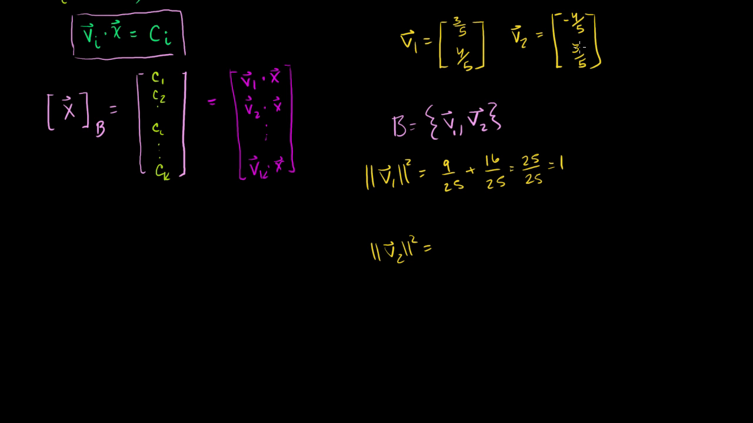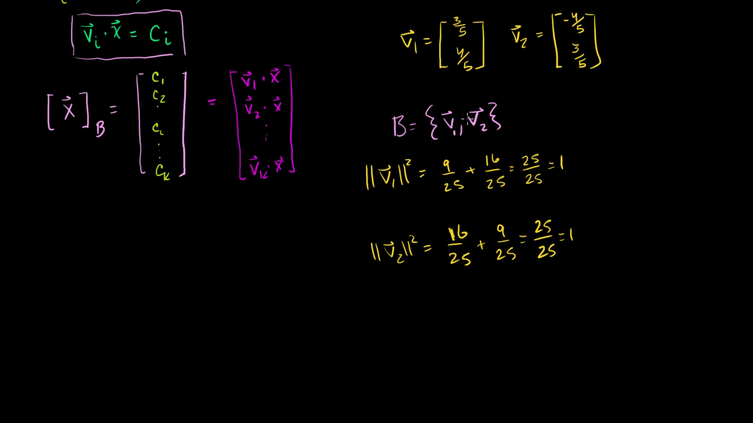Well, it's going to be this guy squared. Negative 4/5 squared is 9/25, plus 4/5 squared is plus 16/25. And then 3/5 squared is 9/25. And once again, the length squared is going to be 1, or the length is going to be 1. So both of these guys definitely have length 1.